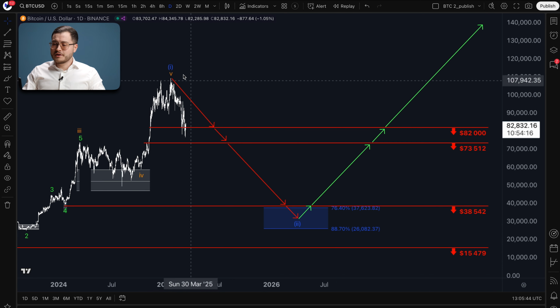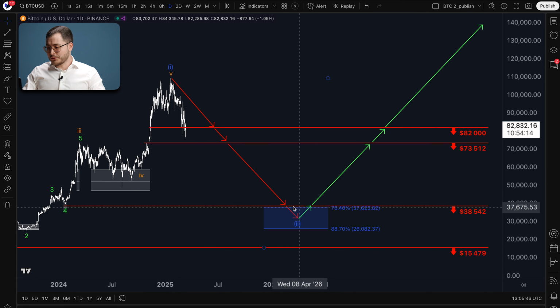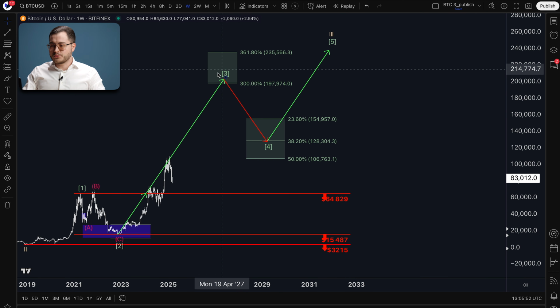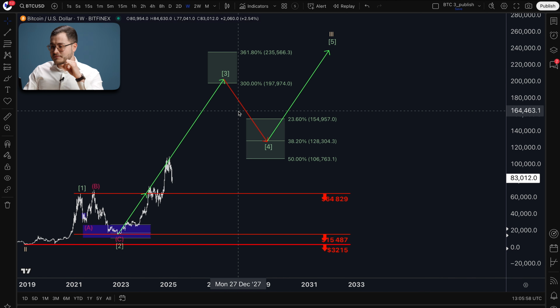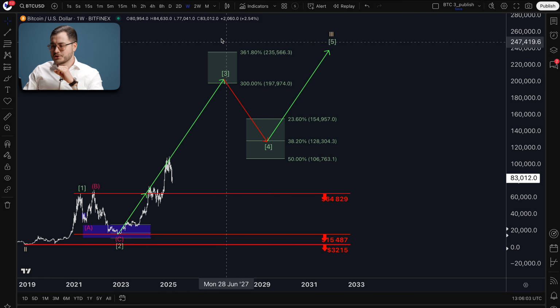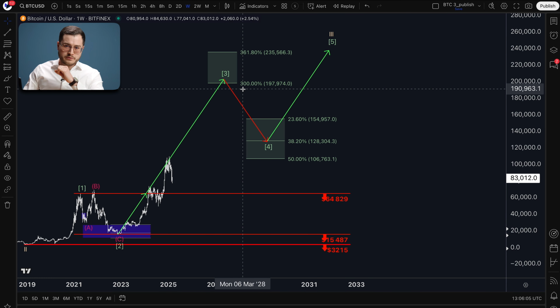However, as soon as we establish that pivot point of the wave 2 low, we still see drastically rising prices all the way up to a final wave 3 top that could then finally really mark the top of this current bull cycle and could easily reach into the area of over $200,000.